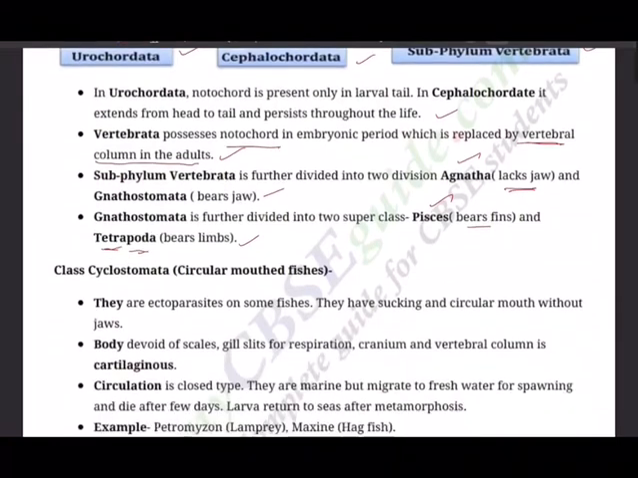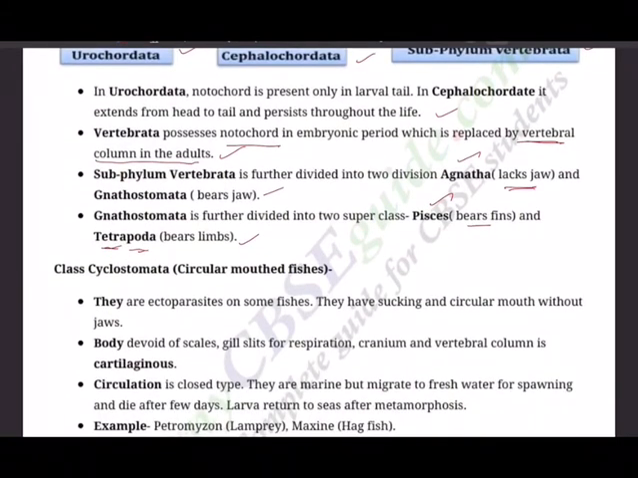So, coming to the class Cyclostomata, that is circular mouthed fishes. Class Cyclostomata under the superclass Pisces. They are ectoparasites. Ecto, outside. The parasite that stays outside and sucks the nutrition in the form of blood. And they have a sucking and circular mouth without jaw. Still they are jawless, remember, Agnata.